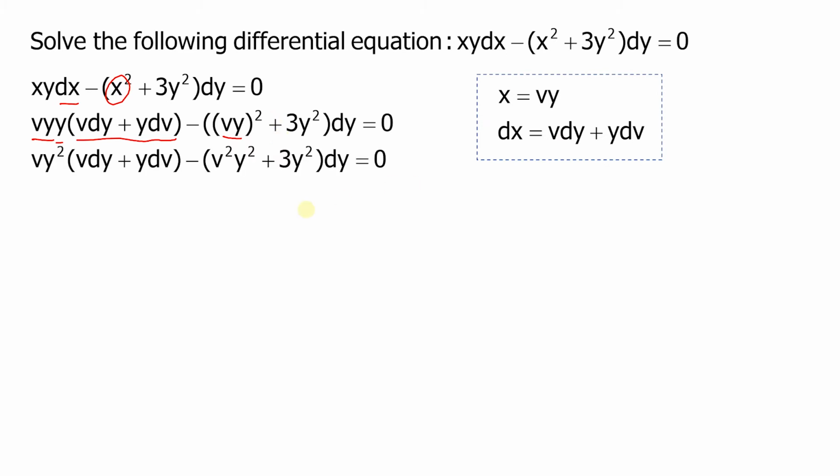Then, of course, simplify. So, you have vyy. So, that's vy squared, (v dy plus y dv) minus. So, distribute. So, you have v squared y squared plus 3y squared dy. Okay, so, isimplify pa nato siya further. So, atong gibuhat next is distribute na siya. And after simplify pa nato siya further class, kani ang nakuha nato na equation.